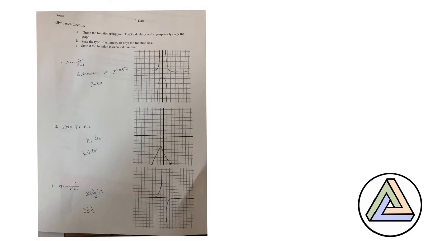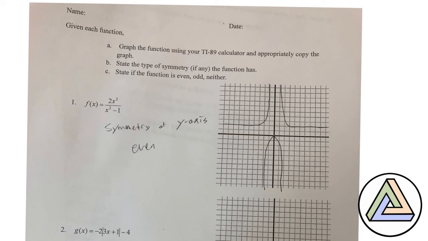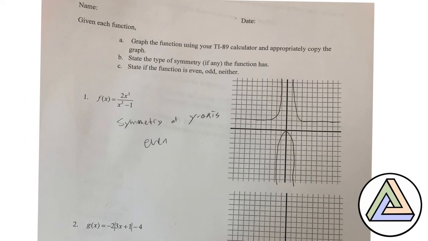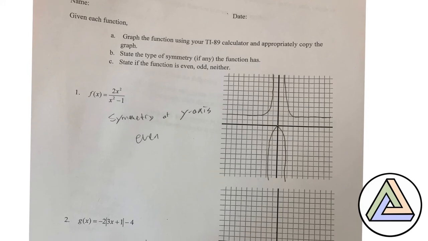Okay, finally, what do we have? Graph the function using your TI-89 calculator. Copy the graph. Okay, so I'm going to assume my student knows how to do that. Let's actually zoom this in a little bit. Copy the graph. State the type of symmetry, if any, the function has. State if the function is even, odd, or neither.